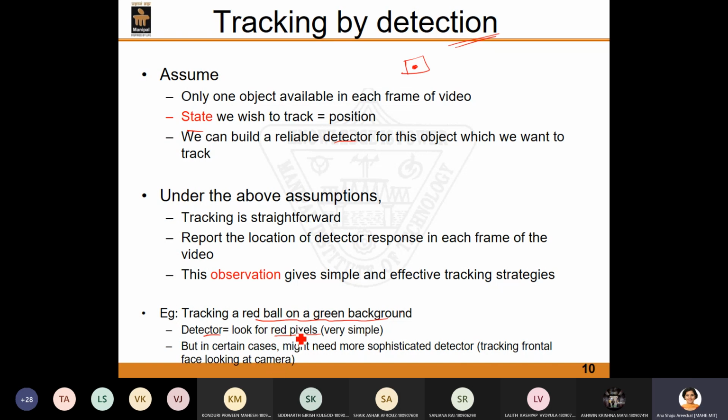But just to discuss in this context, you can think of a detector for this particular special case to be as simple as just looking for the red pixels. And if you have the red pixel areas, then you can say that those are the areas where you have the object which is being tracked.